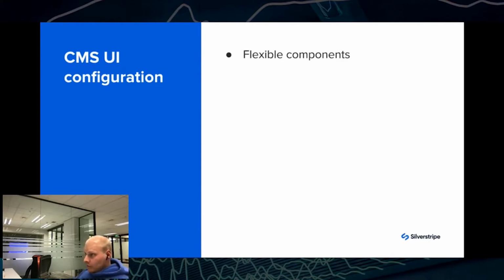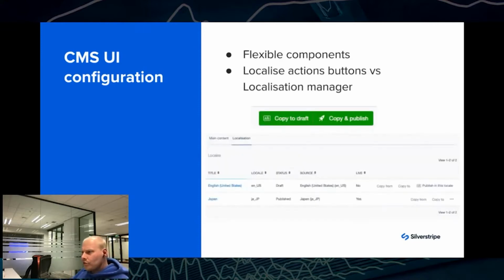For example, the edit form localize action buttons can be disabled, because this can be achieved through the localization manager as well. So here's an example of the action buttons. There's a picture on the top. That's a much simpler UI, just two actions. But if you want to give your content authors more control, you can see the localization manager on the bottom. So you have much more information available there. You can publish pages in different locales through that. So it's a more complex but more powerful tool.